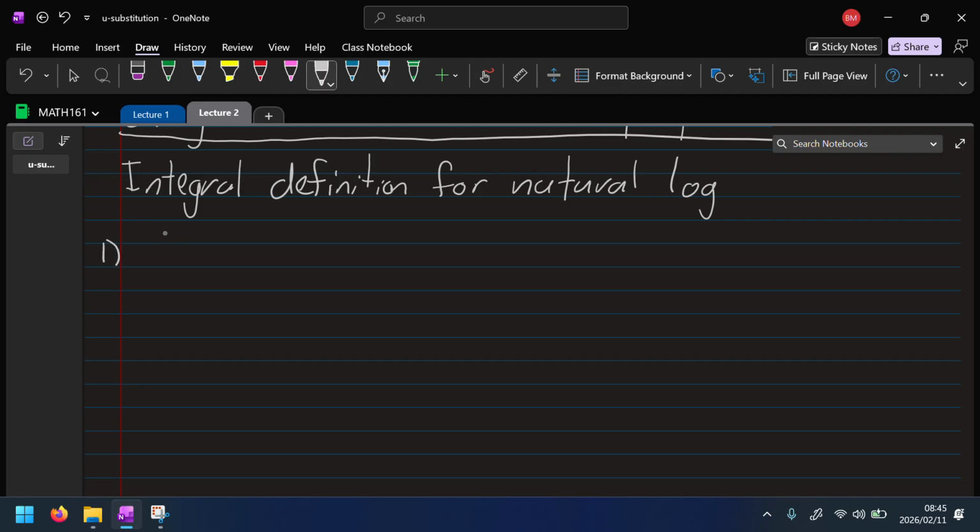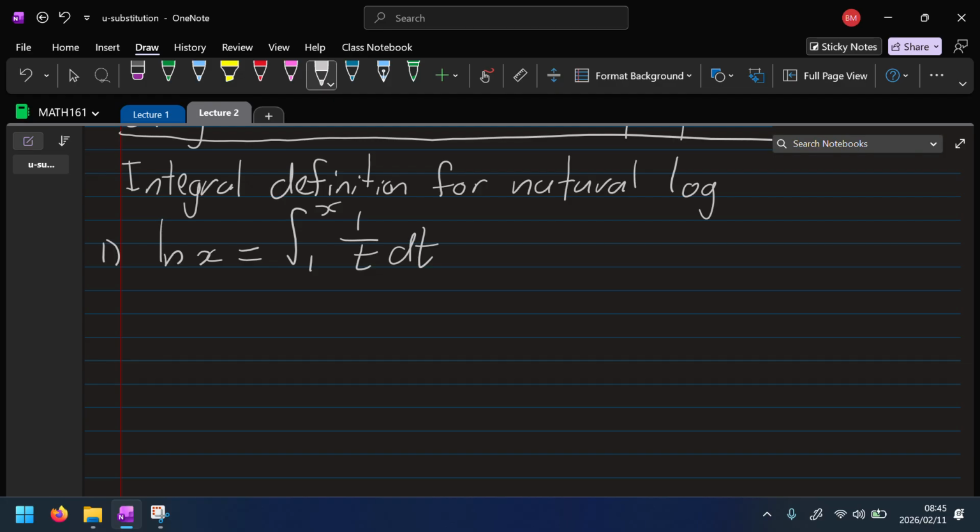So, number 1, we have the natural log of x is equal to, now before we just had the natural log as a function by itself, right? Now we're going to define it in terms of an integral. So this is equal to the integral from 1 to x of 1 over t dt. Now, if you evaluate that right-hand side, you get back to your natural log. So what we've done is taken the function and written it in terms of an integral. We call it an integral function.